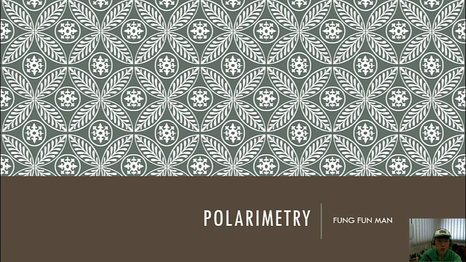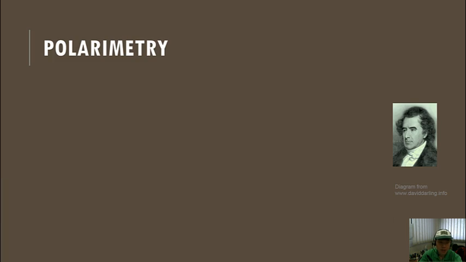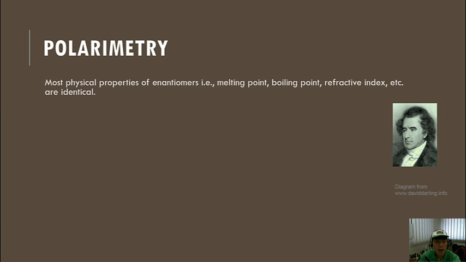Hi students, I'm going to teach you a bit on polarimetry. Now, most physical properties of enantiomers, such as melting point, boiling point, refractive index, etc., are identical. However, they differ in a property called optical activity, in which a sample rotates the plane of polarization of a polarized light beam passing through.